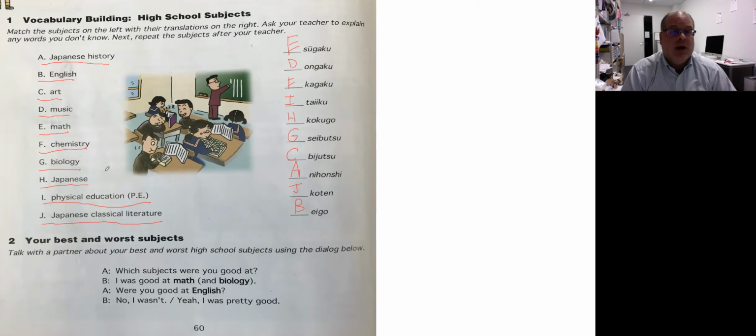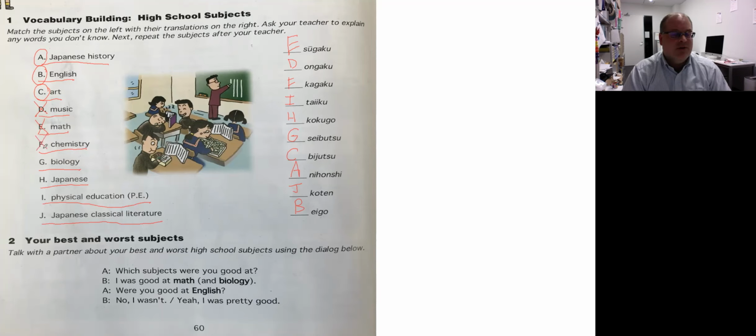Now, these questions right here, your best and your worst subjects. What subjects were you good at? I had American history. I liked American history. I was good at it. I had English. I liked it. I was good at it. I had art. I was good at it. I had music. I was bad at it. I can't sing. I can play saxophone, but I can't sing. Okay, so math. I had math, but I was very bad at math.